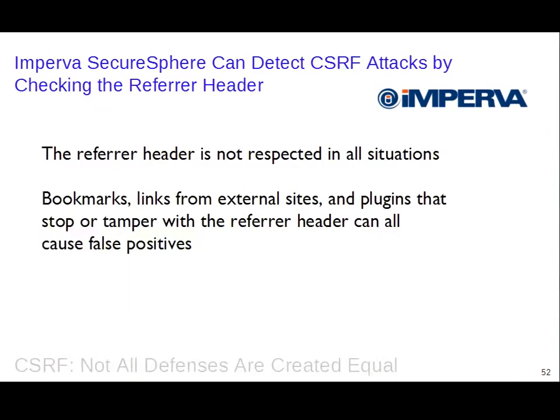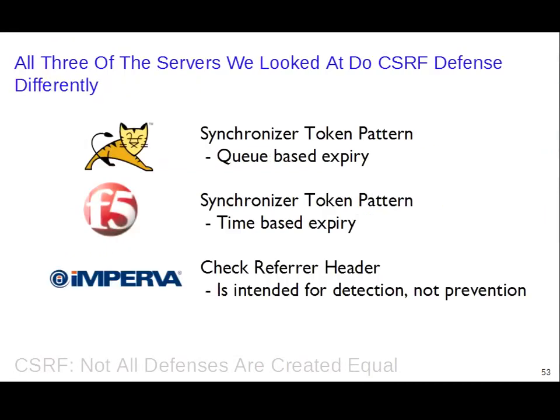So the problem with this is simply that the referrer header, as I sort of hinted at before, is not respected in all situations. If you've never looked at the rules about when the referrer header is sent or not sent based on an HTTPS session, take a look at that, just to give you an idea of when the referrer header might not be present. This could break bookmarks potentially in some situations, but then again, why is someone bookmarking the post? There are a lot of plugins that can stop or tamper with the referrer header for privacy reasons. So all these could cause false positives, which is why, as I said, I've never actually seen this put into blocking mode.